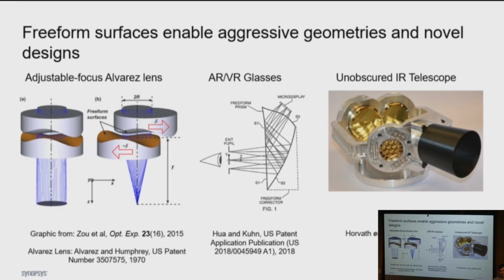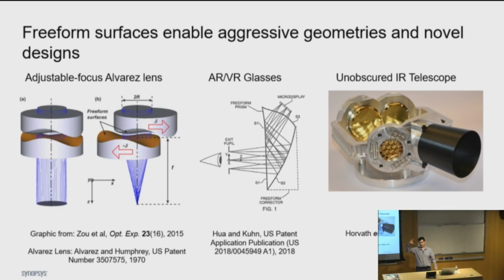This is in contrast to if you have a primary here and then your secondary is here, your light's going to get blocked by that secondary. Anyway, so yeah. So just some examples of what we mean when we talk about freeform surfaces.